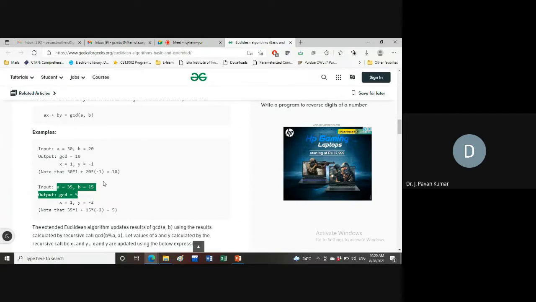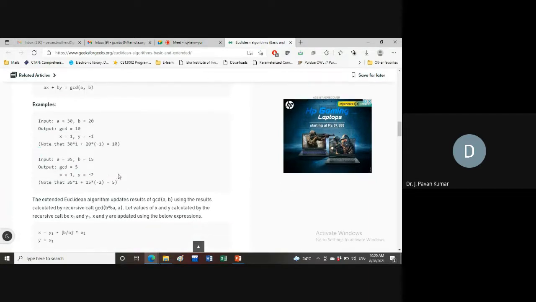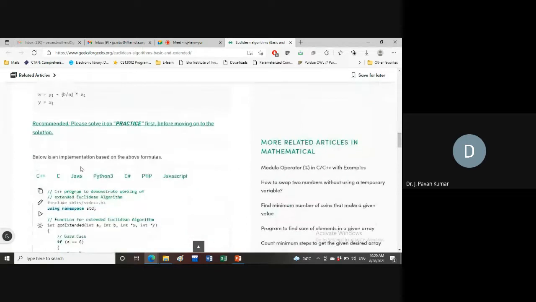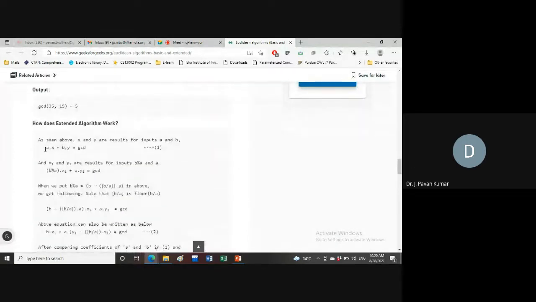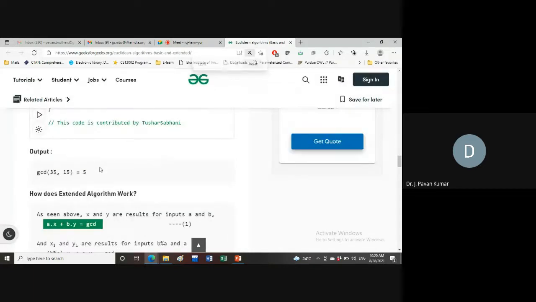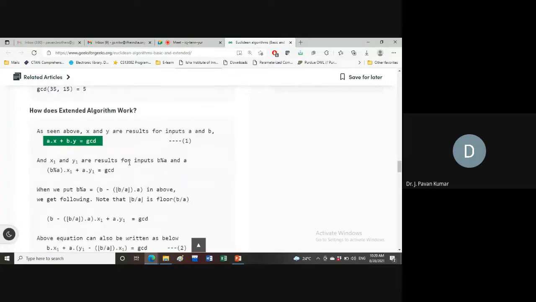Now based upon this we can write it like this. Based upon the fact that ax plus by is equal to GCD, this we know, right? Yes or no? Whatever is highlighted. Are you having any doubt in this highlighted one? ax plus by is equal to GCD. This is just an observation. We can write it by putting some values for x and y. Yes?